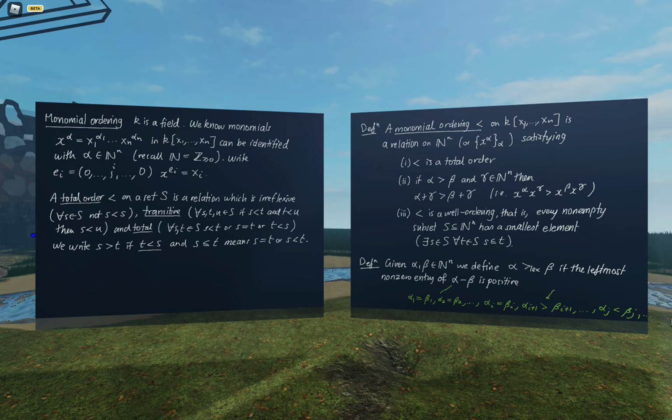Okay. So this is called lexicographic order. It's kind of alphabetical order for words, right? Or lex.